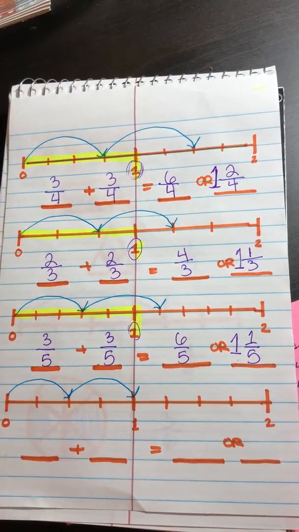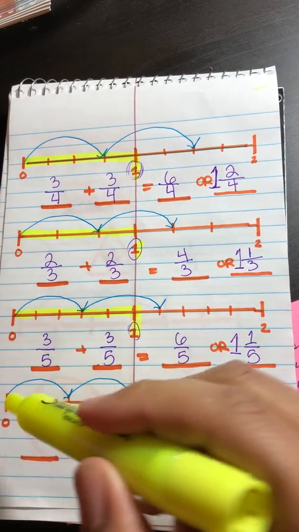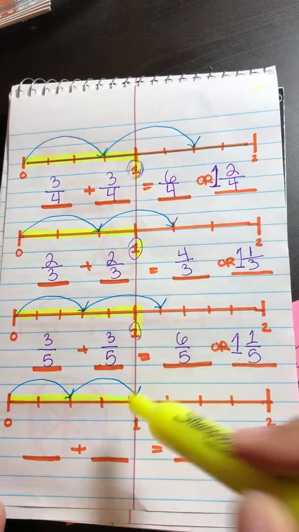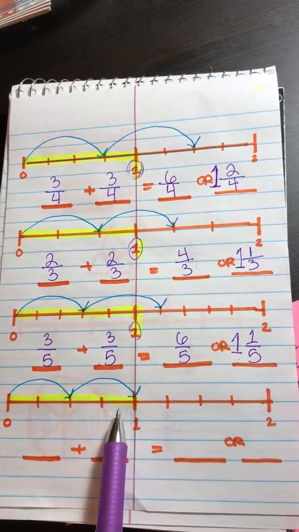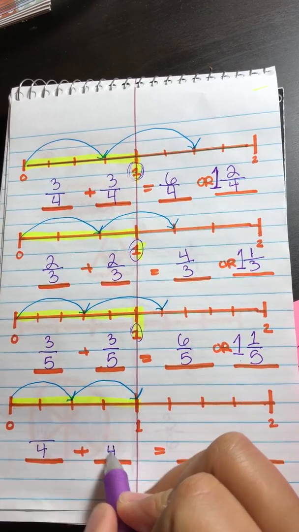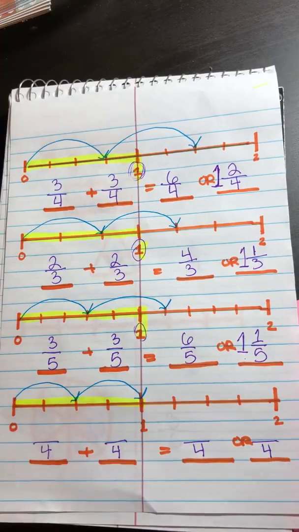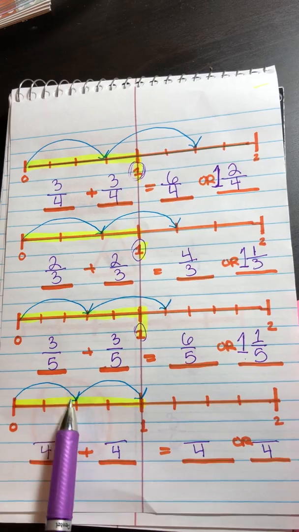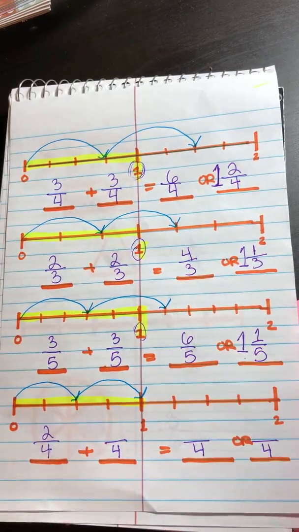So what do you think about this last one? Well, to start out, I've got to focus on how many spaces get me from 0 to 1. It looks like there's 1, 2, 3, 4 spaces. So my denominator has got to be 4. Now I take a peek at my first jump. My first jump is going 2 spaces. 1, 2. So that's 2/4.